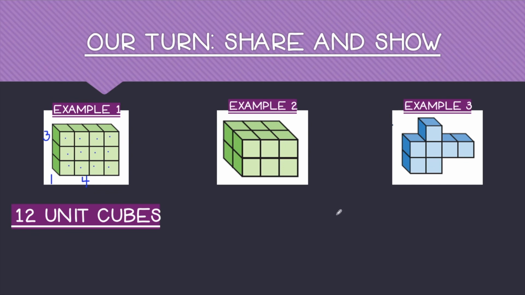Example 2 might look a little different from the other 2 examples we've seen. So let's explore this one a little bit more. Our length is 1, 2, 3 units. We have a width of 2 units and a height of 2 units. So if I were to just count the number of unit cubes I see, I would see 1, 2, 3, 4, 5, 6, 7, 8, 9, 10.